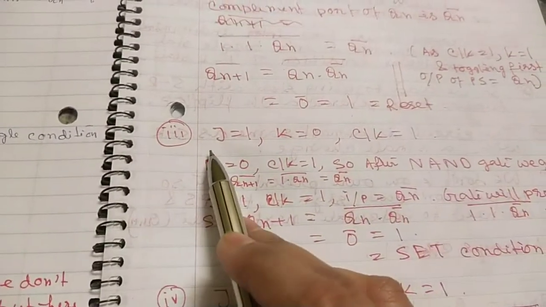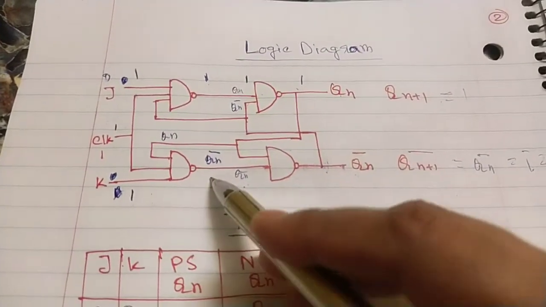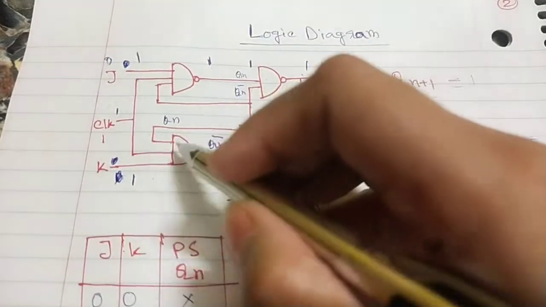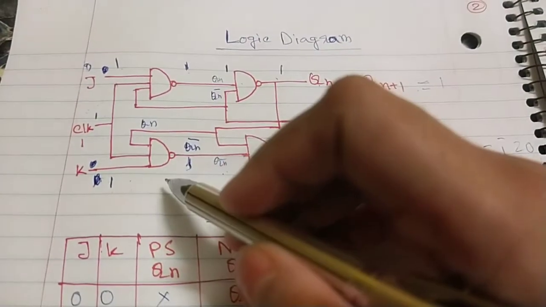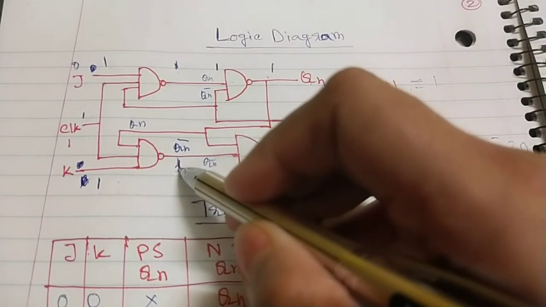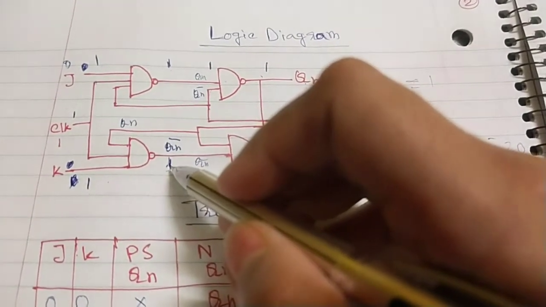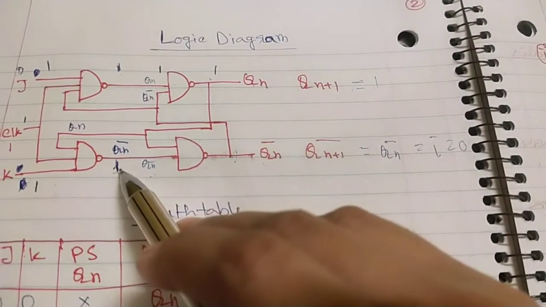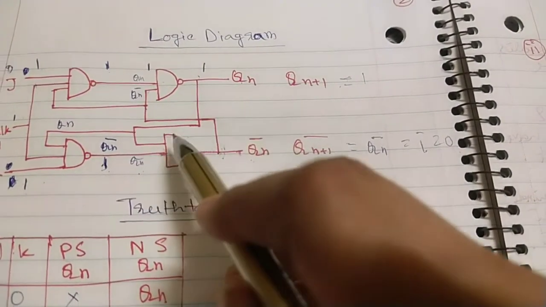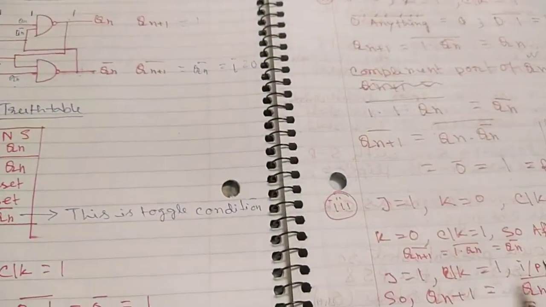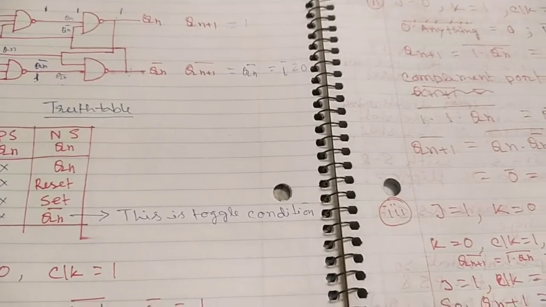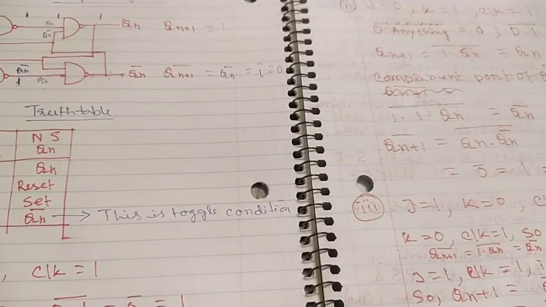And the third option is that J equals 1, K equals 0. When K equals 0, then the output is 1. The multiplication of the three inputs is 0, and after passing the NAND gate, our output is now 1, and one input of this NAND gate is 1 and the other input is Qn. So 1 dot Qn, then whole bar, equals Qn bar.